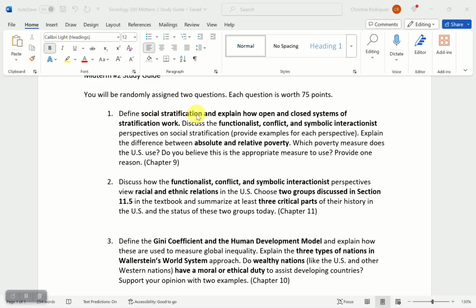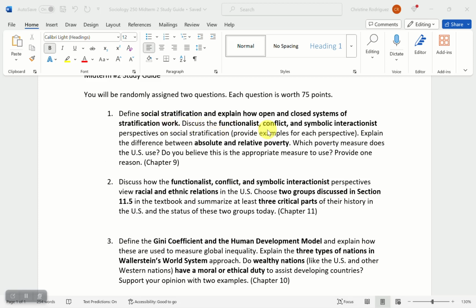Define social stratification and explain how open and closed systems of stratification work. So remember, you're always giving the detail. Define social stratification, but then explain the two different systems. Open systems of stratification, which is what we have in the US, and closed systems of stratification. And remember, give an example in your discussion of each one of these.